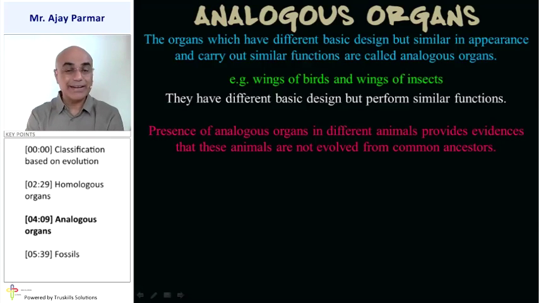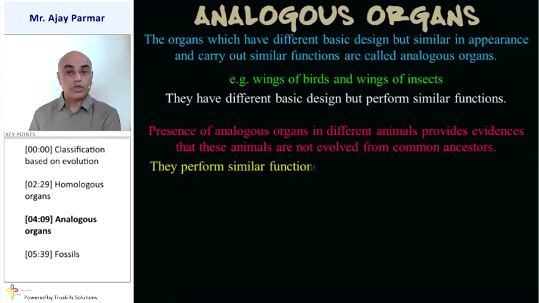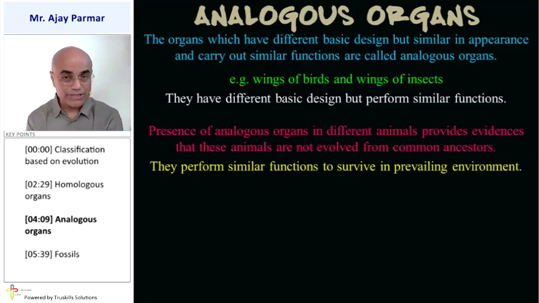So it provides the evidence that the animals have evolved from different ancestors and have not evolved from a common ancestor. The function of the organs remains the same in order to survive in the prevailing environment. But their parents, their ancestors, must be completely different.